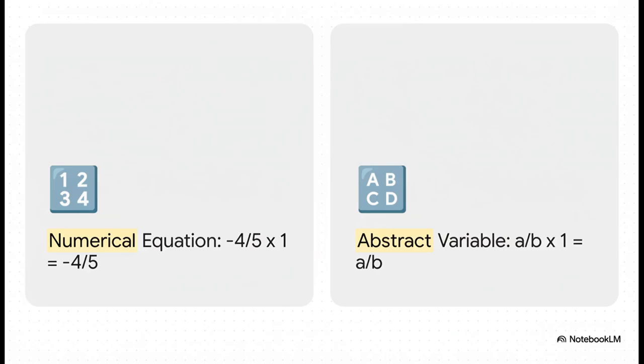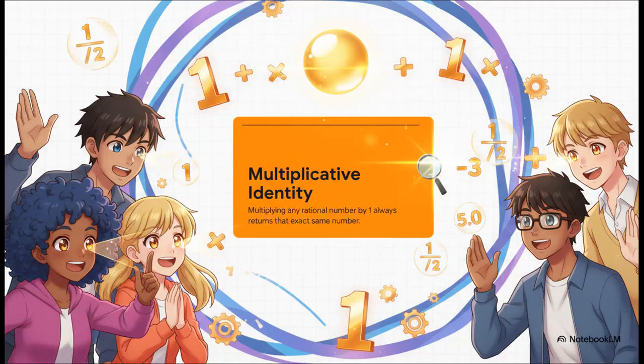On the left, we've got our raw numerical equation. But look over to the right. If we strip away the specific numbers and replace them with abstract variables, we get a over b times 1 equals a over b. By pulling away the specific numbers, the core mechanism is totally exposed. Any rational number multiplied by 1 just gives you that exact same rational number right back. Its core value? It never, ever changes. And boom, there's our satisfying aha moment.